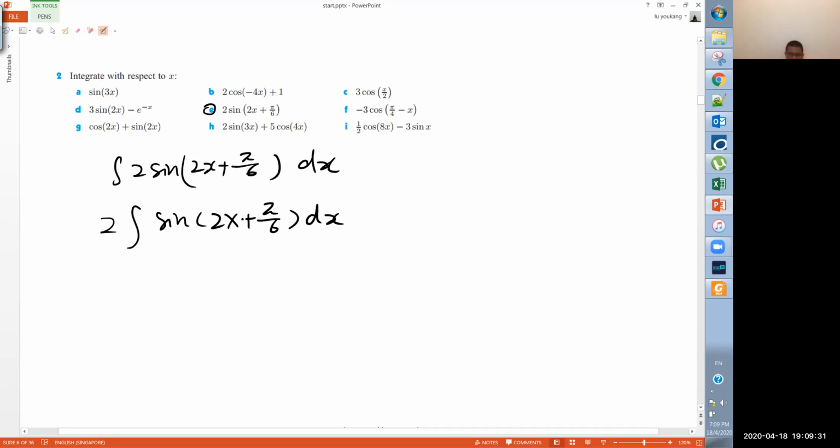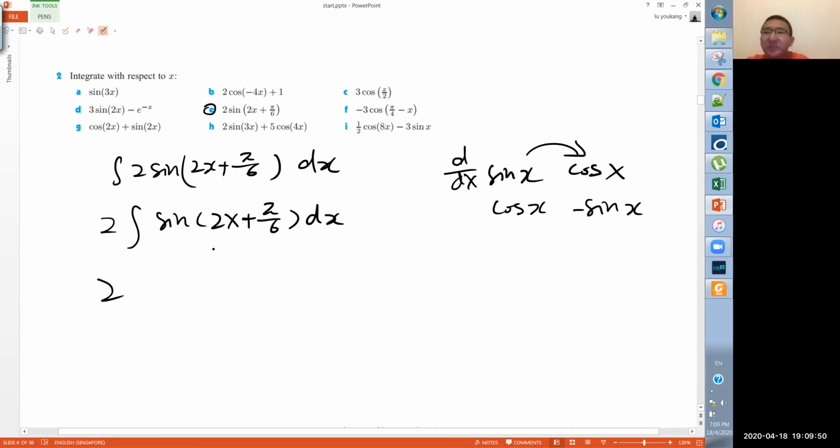Now you have 2 terms. Since the integration of sine x gives you minus cosine x, you're supposed to have minus cosine of 2x plus pi over 6.